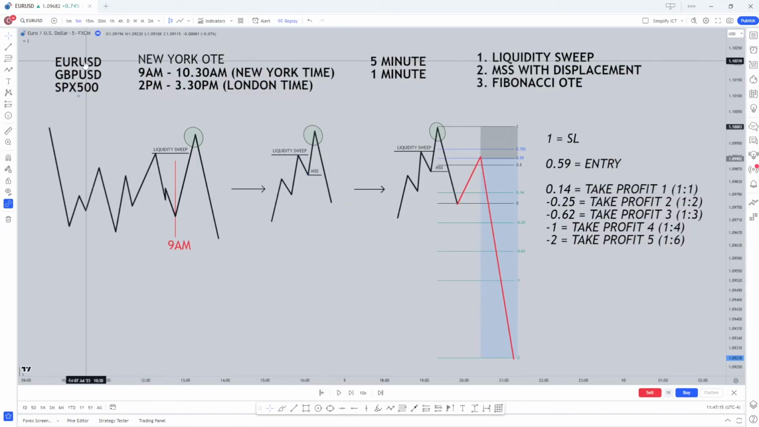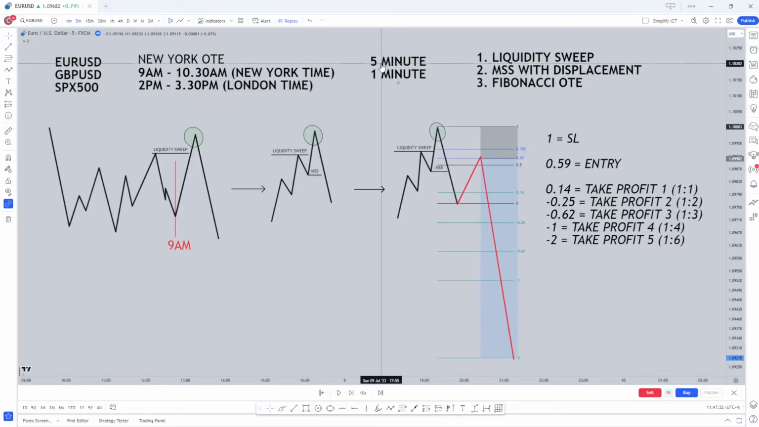The pairs it works best on are EUR/USD, GBP/USD, and S&P 500. The setup we're going to be trading is the New York Optimal Trade Entry. So this is 9 AM to 10:30 AM New York time, 2 PM to 3:30 PM London time. It's only an hour and a half of looking for entry, so it's not long at all.